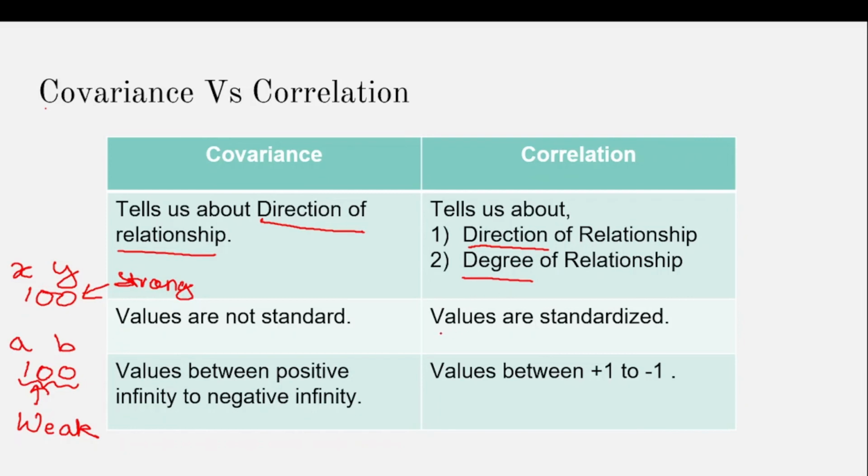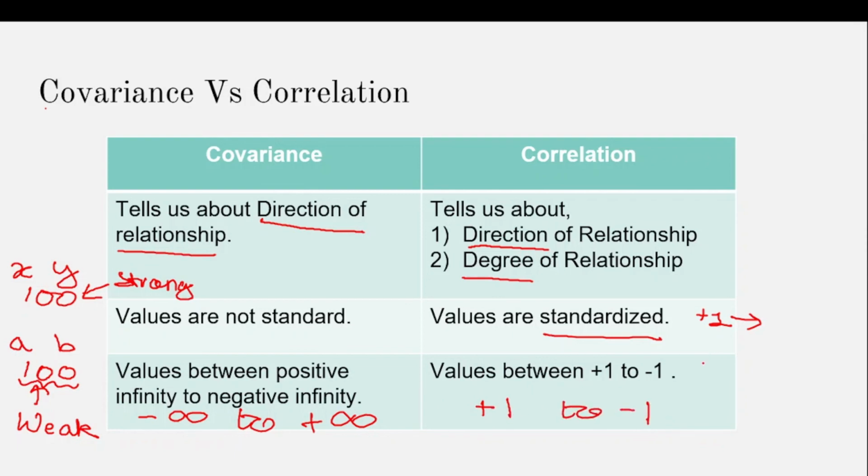Whereas in the case of correlation, the values are standardized. That is, if we say that the correlation between two variables is +1, then I can surely say that the two variables have a perfect positive correlation. So that's another difference between covariance and correlation. Another difference is that covariance can take any value between -infinity to +infinity, whereas for correlation the values can lie only in the range of +1 to -1.